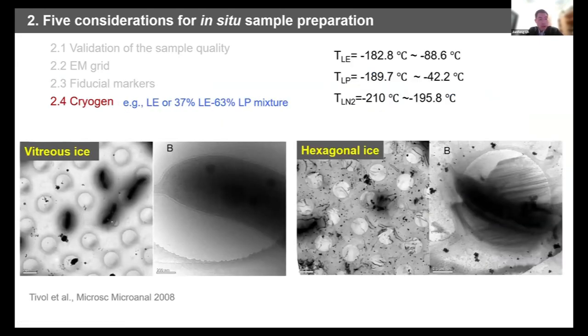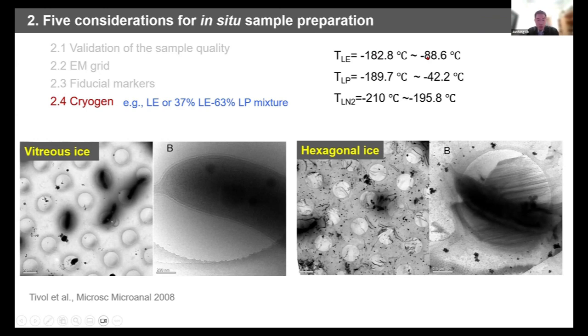The fourth consideration I would like to talk about is the cryogen. The most commonly used cryogen is liquid ethane. Some people also use liquid propane, or a mixture of liquid ethane and propane. No matter which cryogen you use, they have a wide range of temperature. For example, liquid ethane ranges from minus 183 to minus 189.